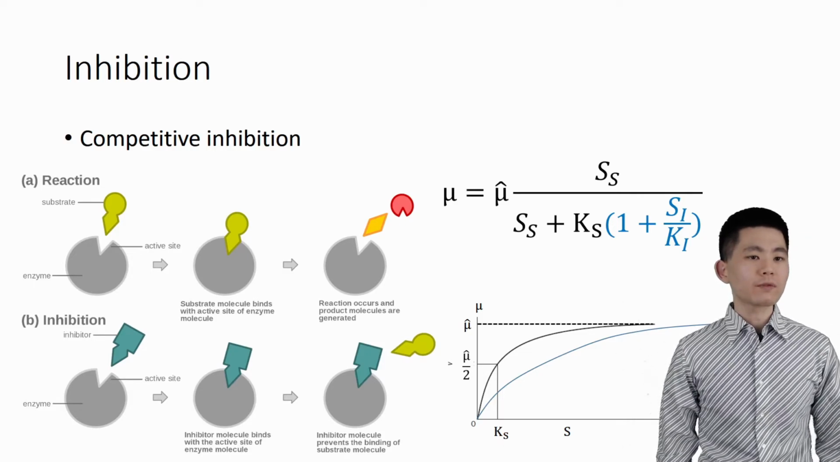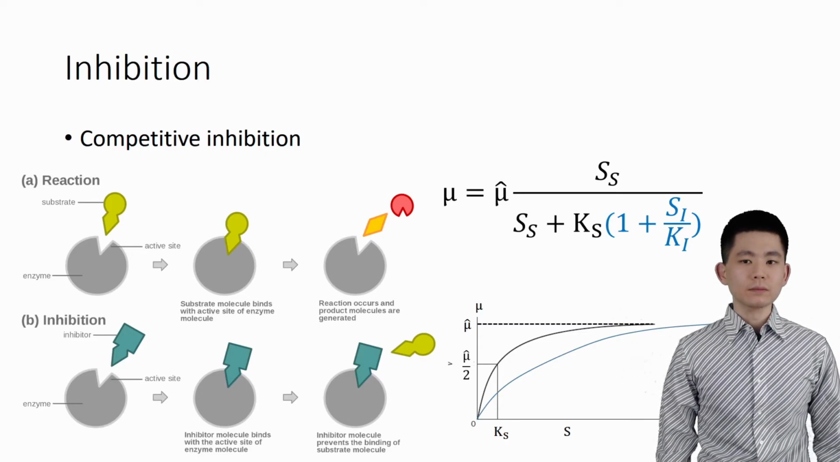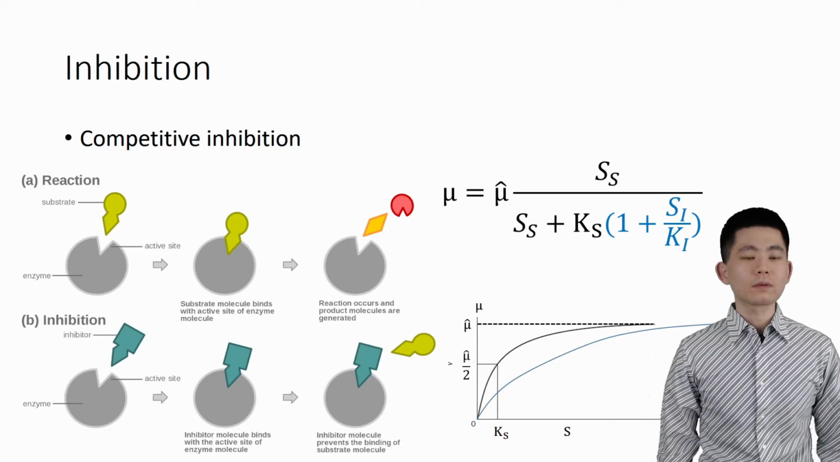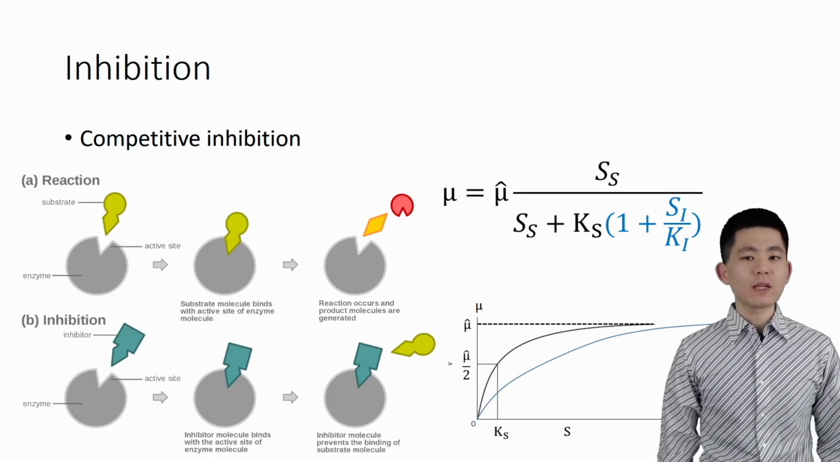Can you pause this video and try to plot out the curve for an inhibitor with a larger Ki value? An inhibitor with a large Ki value brings the inhibition function closer to 1, therefore has a diminished inhibitory effect compared to that with a small Ki value.